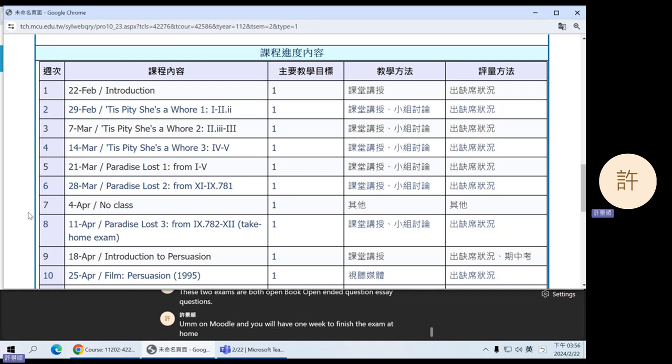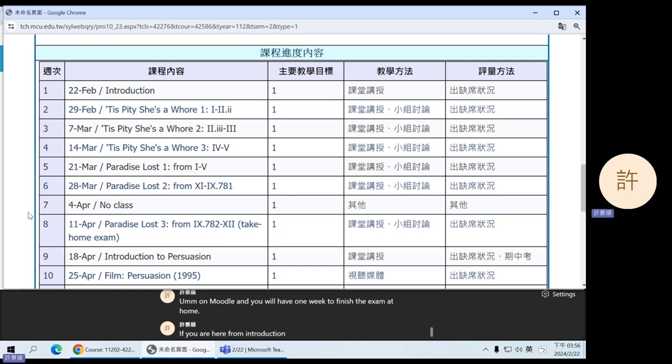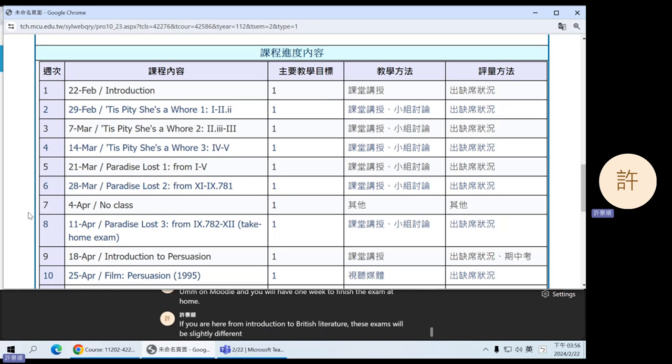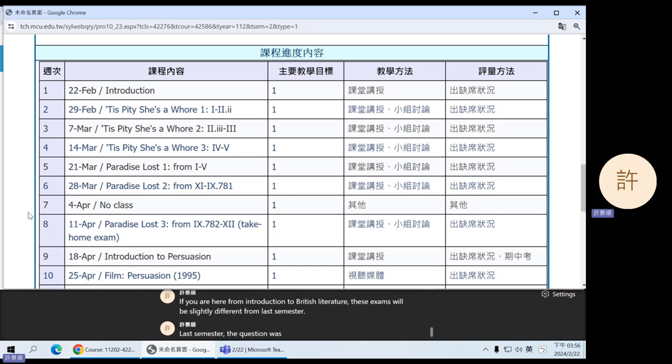If you're here from Introduction to British Literature, these exams will be slightly different from last semester. Last semester, the question was, read this, this is from this period. How can you tell? What is the evidence? In this class, we're only reading three things. So the questions will be about what we read.